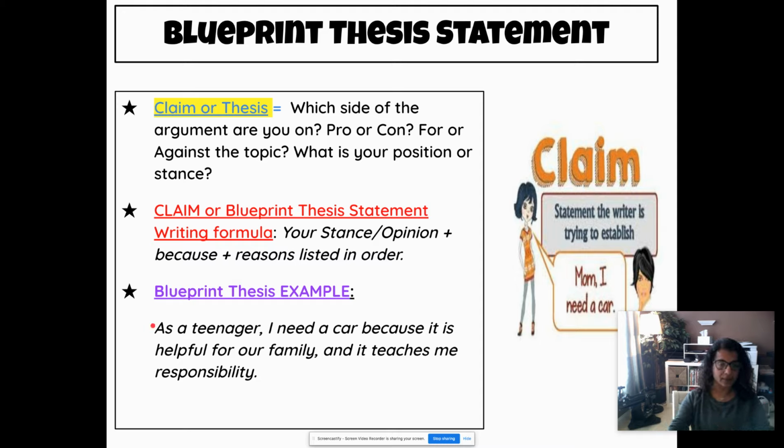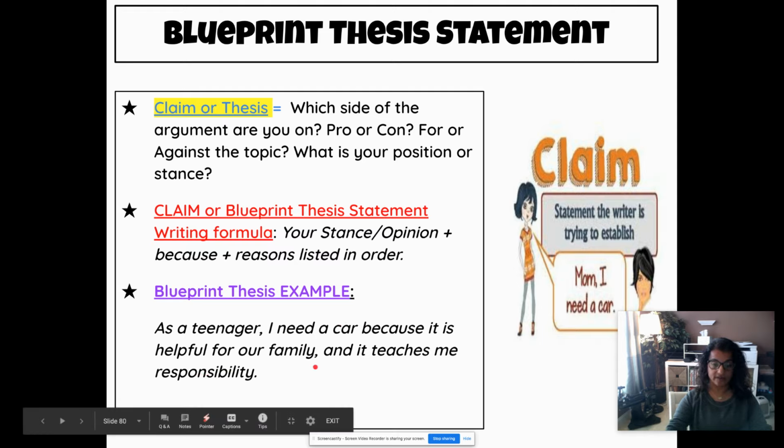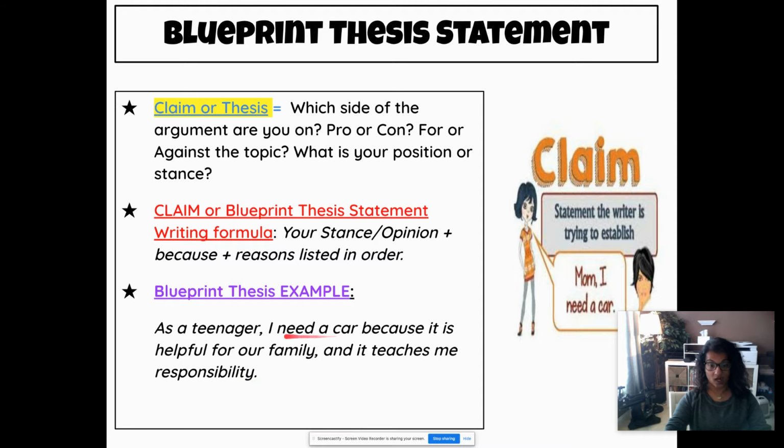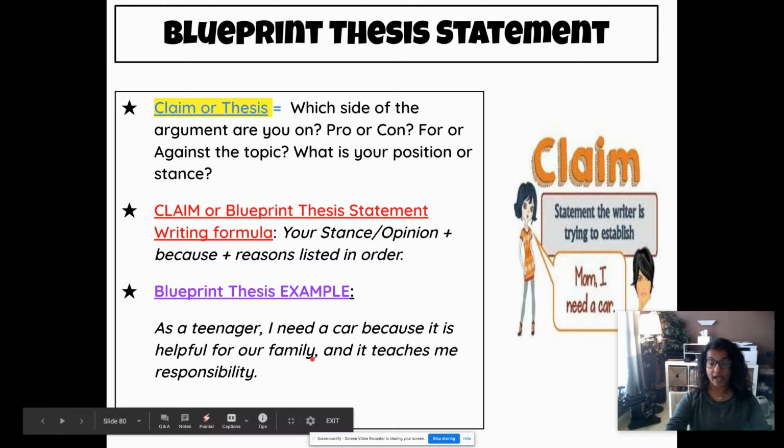Here's an example of a blueprint thesis. It says, as a teenager, I need a car. I need a car because it is helpful for our family and it teaches me responsibility. So the claim is, I need a car, right? That's their opinion. They need a car. We have the word because, and then the reasons in order are one, it's helpful for our family, two, it teaches me responsibility, which is the strongest at the end. Okay? So that's a quick example.